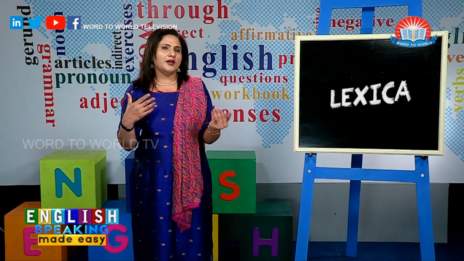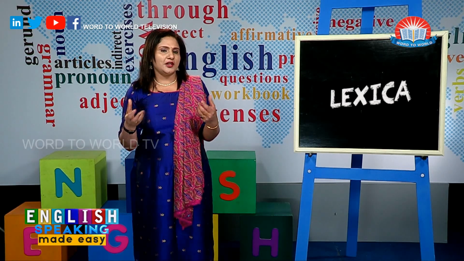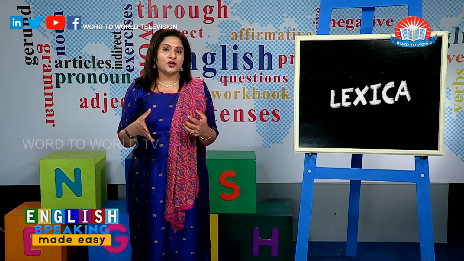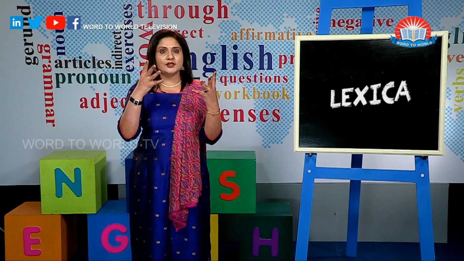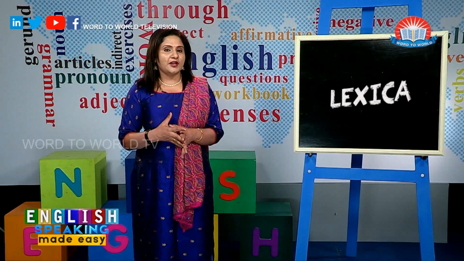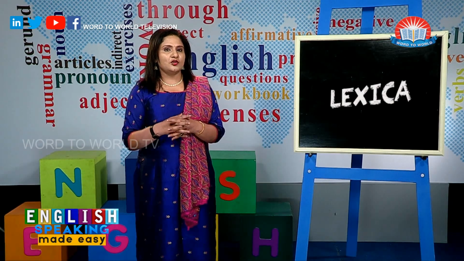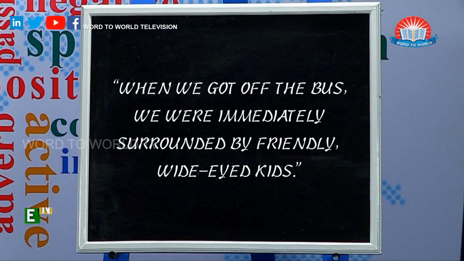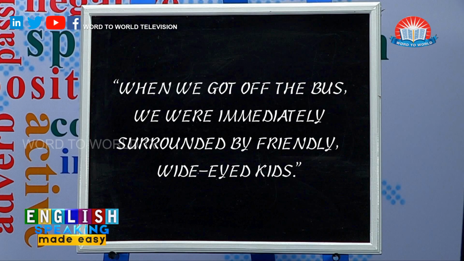Wide-eyed is an adjective we use when we want to describe someone's face, when they have their eyes completely open. If you wonder when we actually have that expression, it is when we are totally shocked or amazed by something, our eyes open up completely. So, it is called wide-eyed to describe that particular action by our eyes. And an example is, when we got off the bus, we were immediately surrounded by friendly, wide-eyed kids.